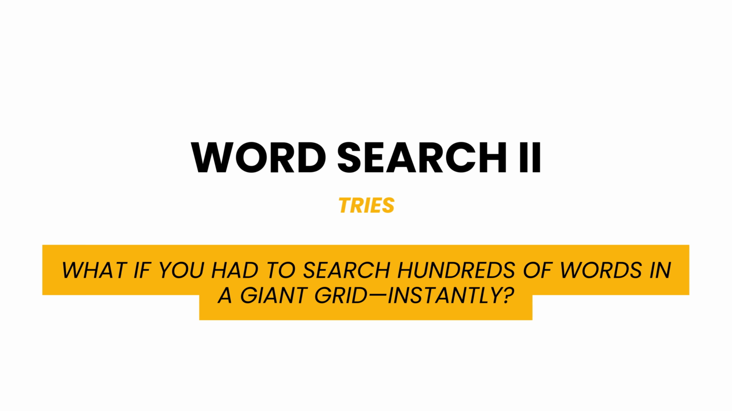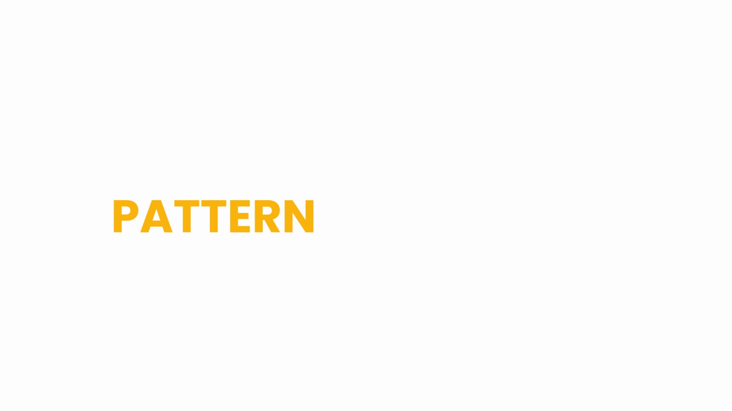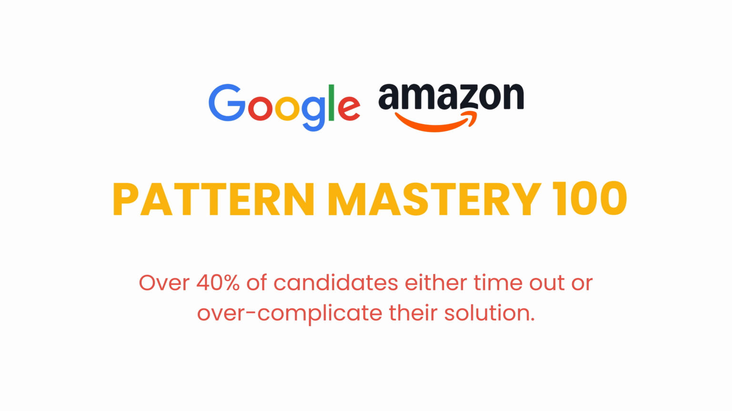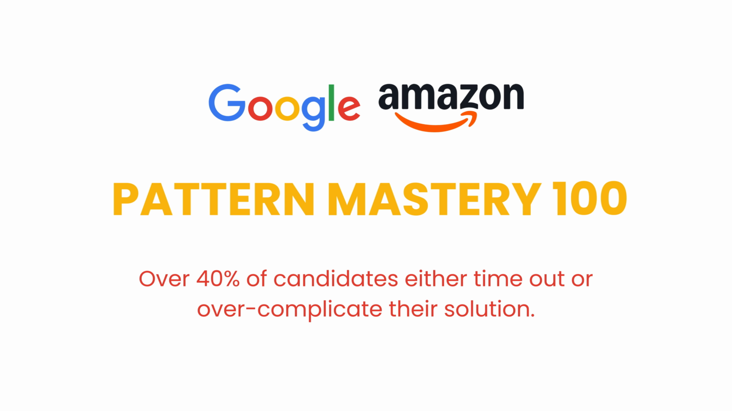What if you had to search hundreds of words in a giant grid, instantly? Word Search 2 is a Pattern Mastery 100 Super Challenge and a favorite at Google and Amazon for testing your ability to combine tries with grid backtracking. Over 40% of candidates either time out or overcomplicate their solution. If you ace this, you can handle big data search and optimization.